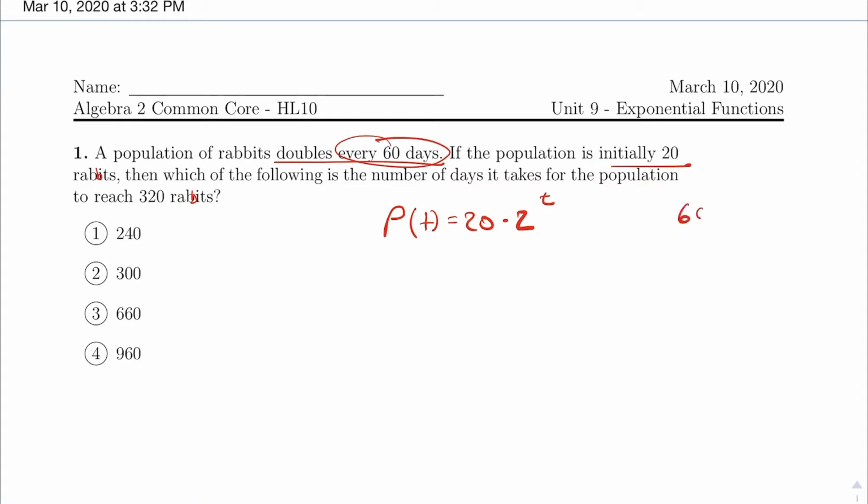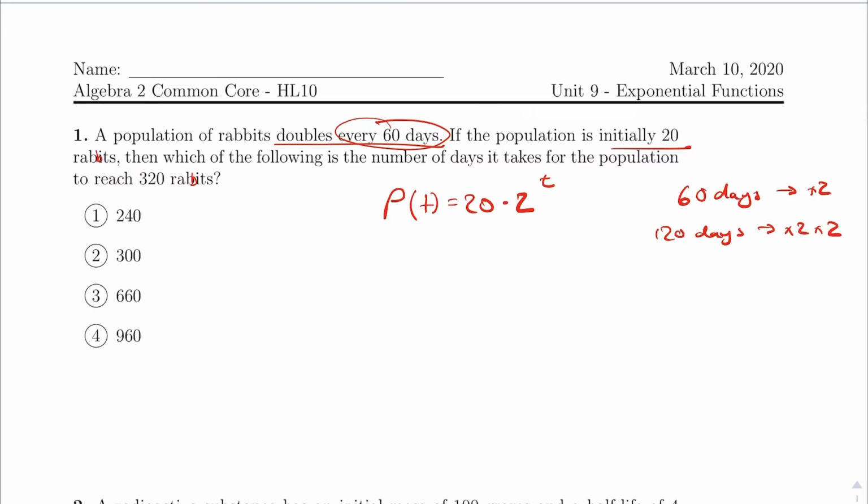If we wait 60 days, we want to double it once. If we wait 120 days, we want to double it twice, so we want to do times 2 twice. If we wait 180 days, then we want to double it for each of the 60 days. That's 180 divided by 60, which is 3 times. So we want to double it, and then double it, and double it again.